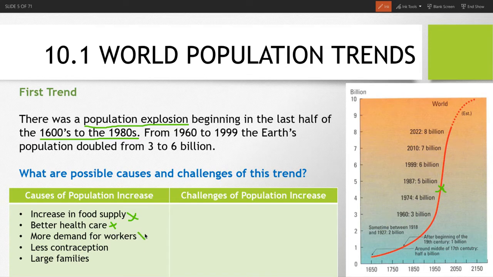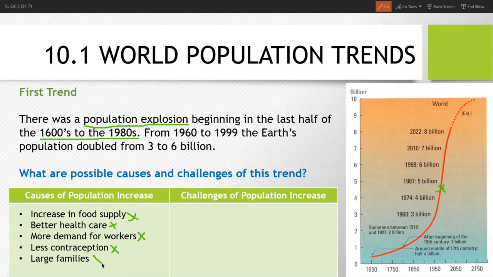More demand for workers may affect population. Either the government may encourage a higher birth rate or number of babies being born for the purposes of filling labor shortages, or migration might be an option to bring in workers from other countries in order to fill those gaps. Less contraception available, so lack of birth control, would obviously be a factor that would increase the number of births and therefore your population.